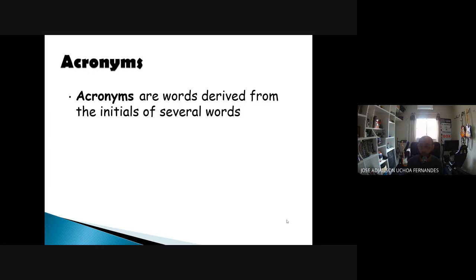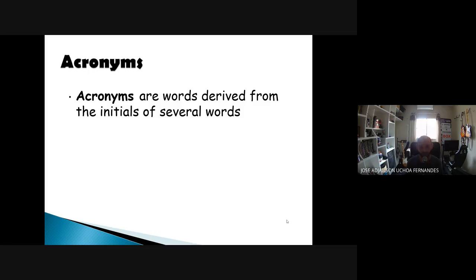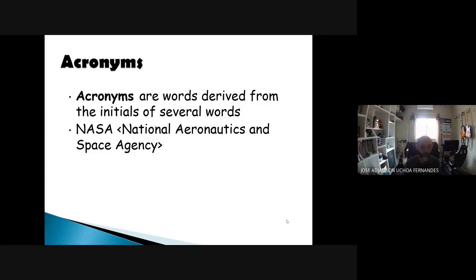For example, what do you call the National Agency of Spatial, NASA. I forgot the other word. Anyway, National Aeronautics and Space Administration. That is it, NASA.